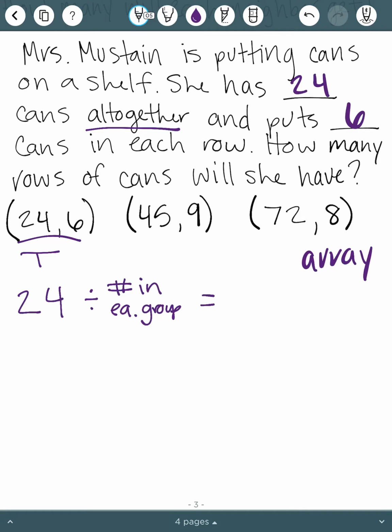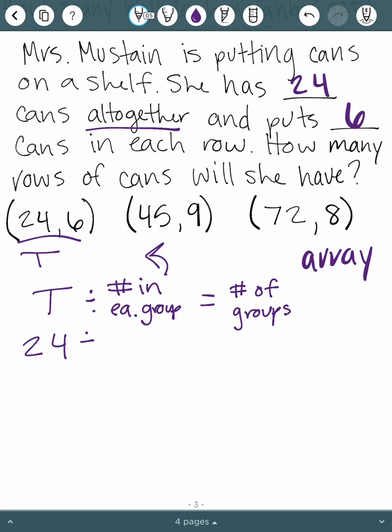equals, we'll put that up there. Number in each group equals the number of groups, or in this case, the number of rows. So I'm just going to write this down here. That should be total here. Sorry, total divided by. Okay, so we know the total is 24, and she's dividing by the number in each group, which is 6, to give us how many rows or how many groups. So we'll put a box.